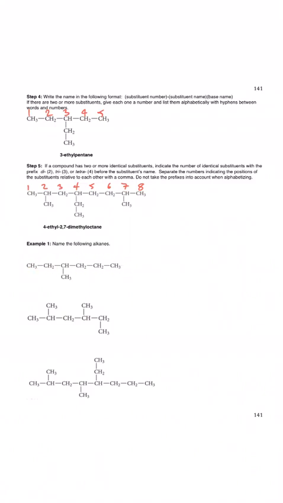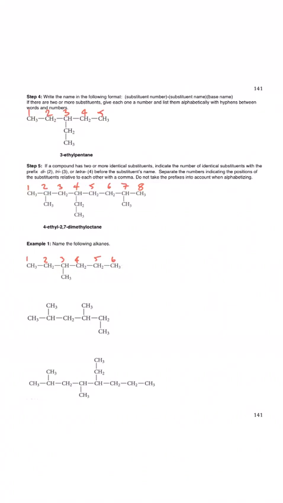Now, where do we put the number 1? This end or this end? That's when we will need to look at the attachment. The closest attachment is coming from this end. Therefore, we are going to label this as 1, 2, 3, 4, 5, 6 because it's better than going from here, right? If you're going from here, it's 1, 2, 3, 4, which puts the attachment group on carbon number 4, which is a higher number than 3. Therefore, I'm going to go with this longest chain.